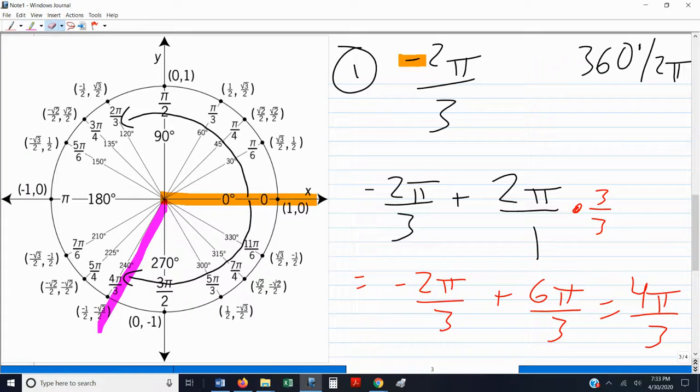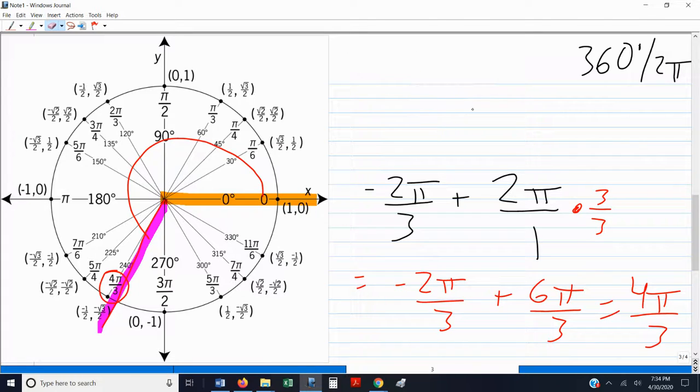And then if you're looking for positive 4 pi over 3, that means you are starting here and you're just going to 4 pi over 3, right? You can just see that branch is labeled 4 pi over 3. So that is the first example.